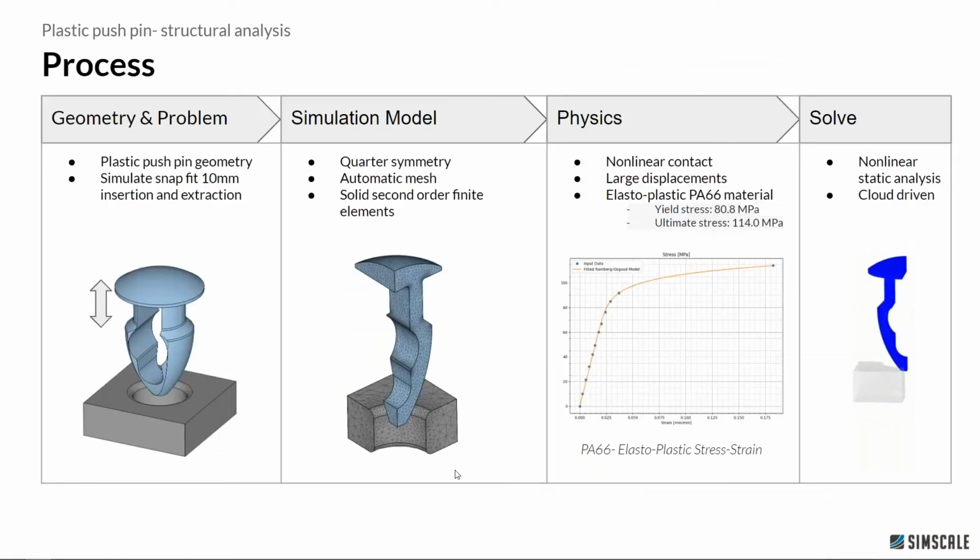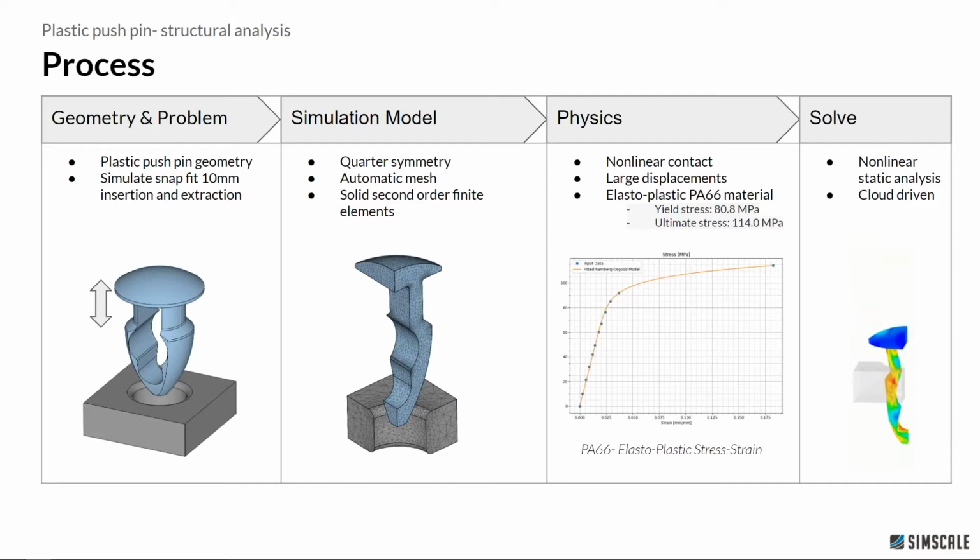So the process that we follow for our structural analysis obviously starts from the geometry. We've got our three-dimensional CAD model. To explain a little bit about the problem that we'll solve as well, we're going to be looking at a 10mm insertion and extraction operation. So one cycle of this pushpin's operation, and we want to then understand the mechanical behavior of the device.